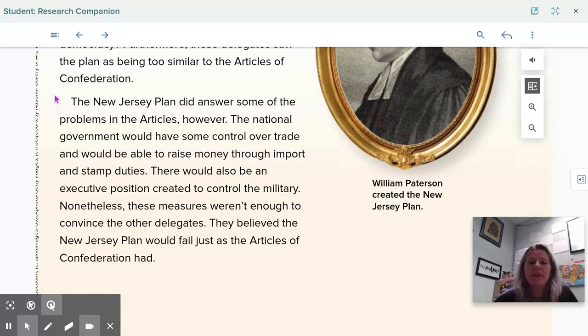The New Jersey Plan did answer some of the problems of the Articles, however. The national government would have some control over trade and would be able to raise money through import and stamp duties. There would also be an executive position created to control the military. Nonetheless, these measures weren't enough to convince the other delegates. They believed that the New Jersey Plan would fail, just as the Articles of Confederation had.